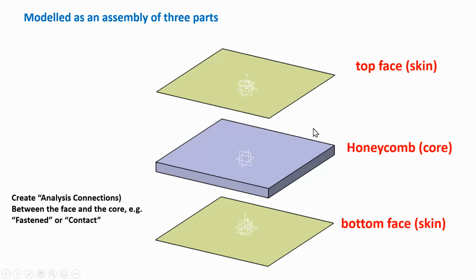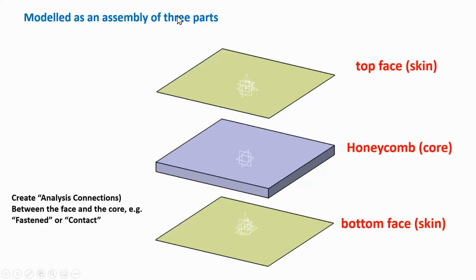Now, because we're solving this thing as an assembly, we have to put these things together, of course. We need to create analysis connection between them. In other words, how do these parts interact with each other? So, for example, one possibility is to assume that the top and the bottom are completely glued together, as in CATIA is called fasten, or we allow sliding between the top and the bottom, which really doesn't happen in the case of honeycomb. So fasten is the more appropriate way, at least for the purpose that I have in mind.